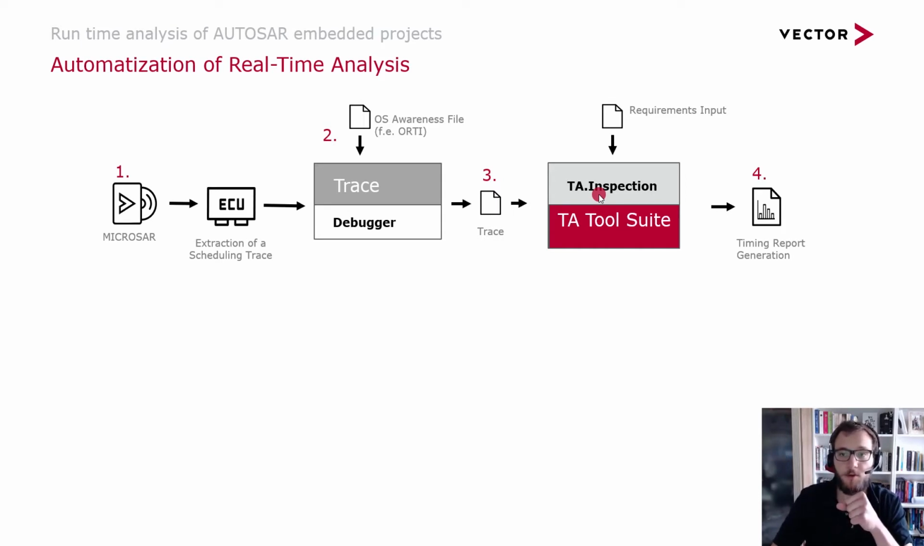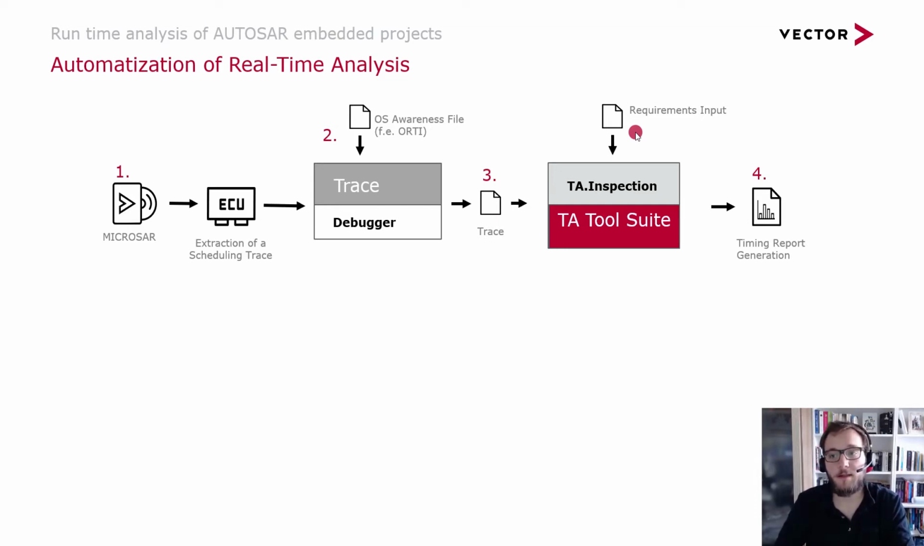Additionally, if you want to evaluate against requirements, you can also have requirements input. So you are defining your requirements like task deadlines, event chains, a maximum allowance of CPU load, for example, in the early phases of your project, and you can later evaluate this kind of requirements against the recorded scheduling trace.